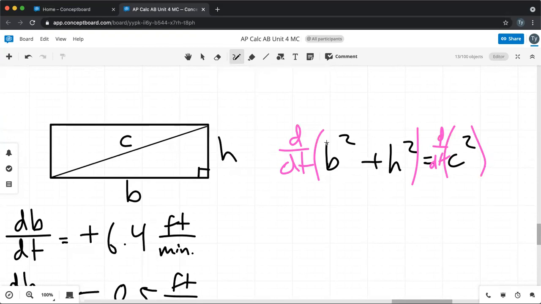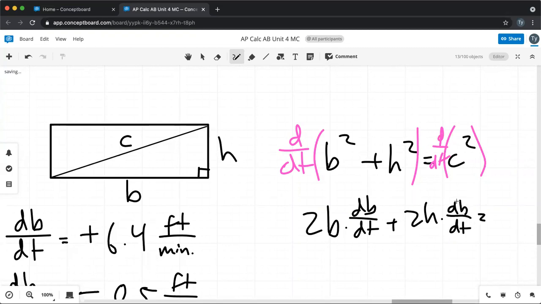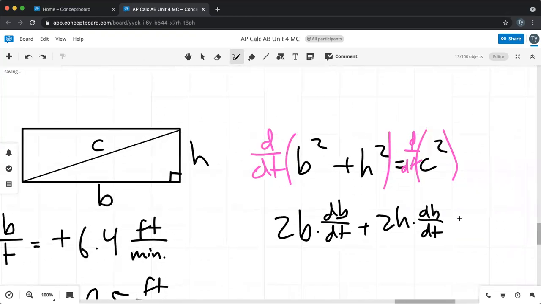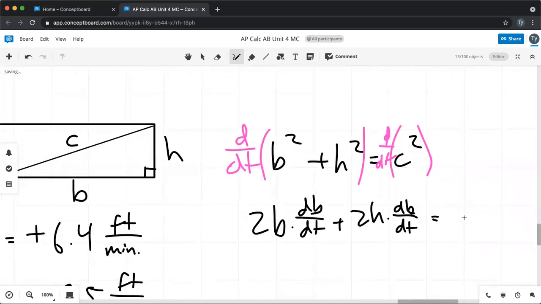Looking at this term, the derivative of b squared is 2b, but not with respect to b. With respect to t. So we need db dt as our chain rule. Similarly, the derivative of h squared is 2h, but we're differentiating with respect to t, so we need dh dt. And it's the same exact calculation, just with a different letter. The derivative of c squared is 2c dc dt. Again, we are differentiating with respect to t, so we need chain rule.